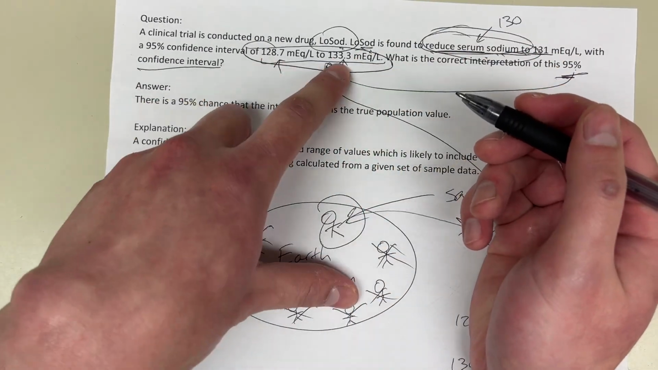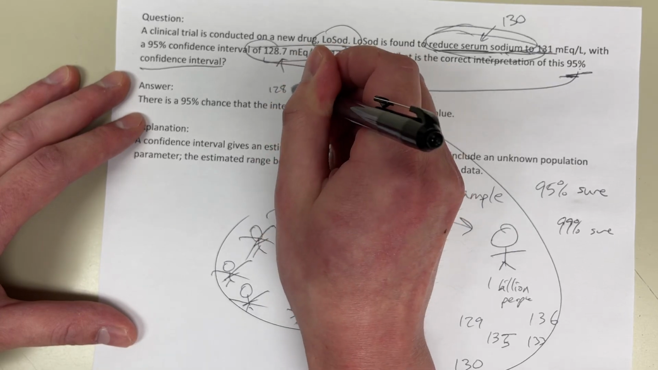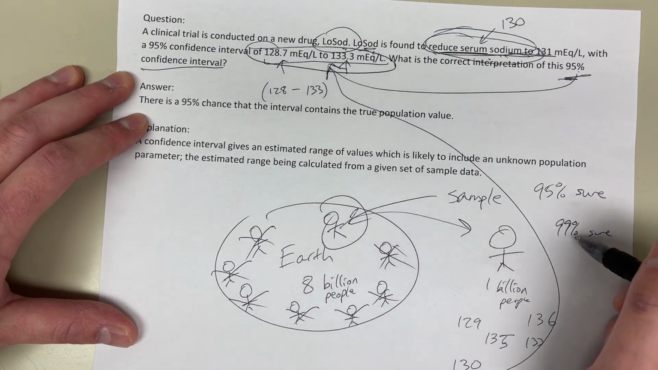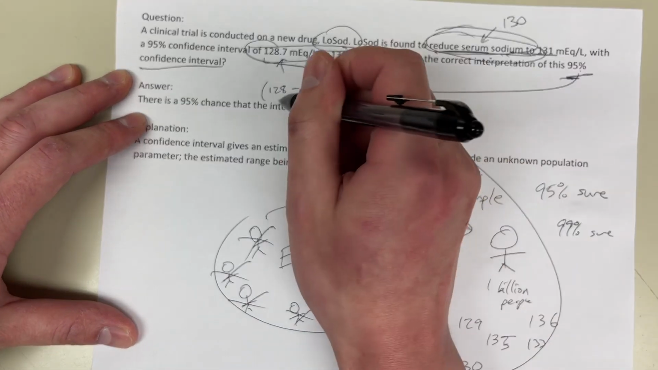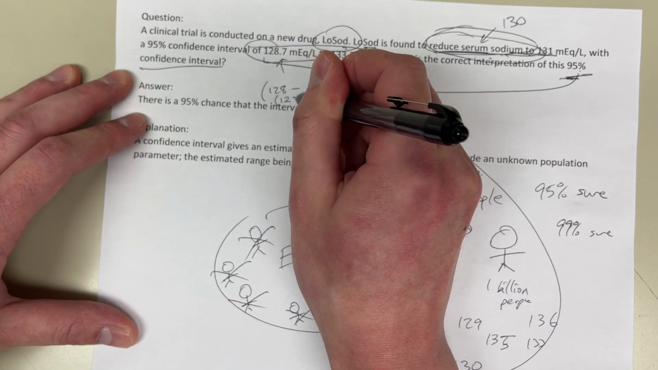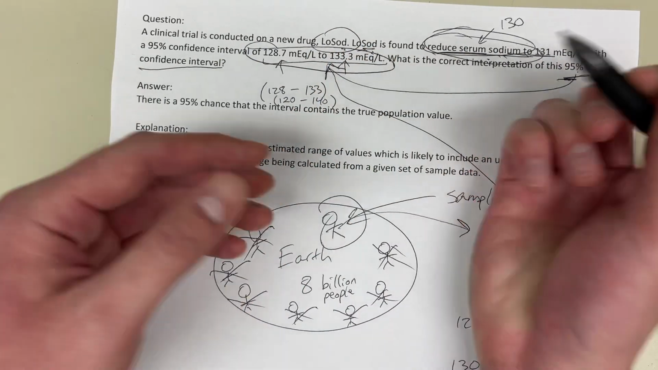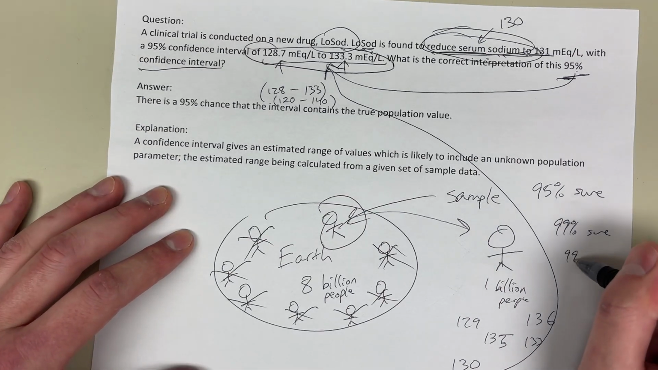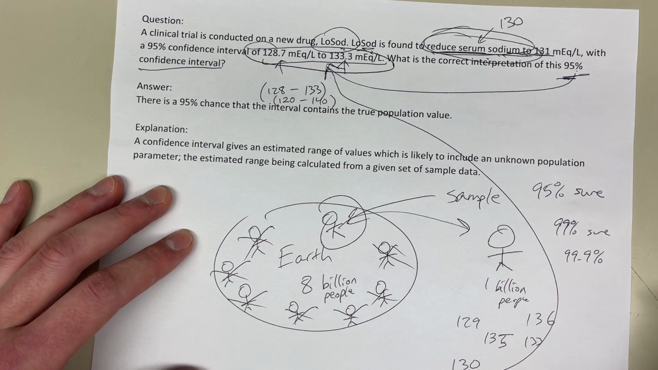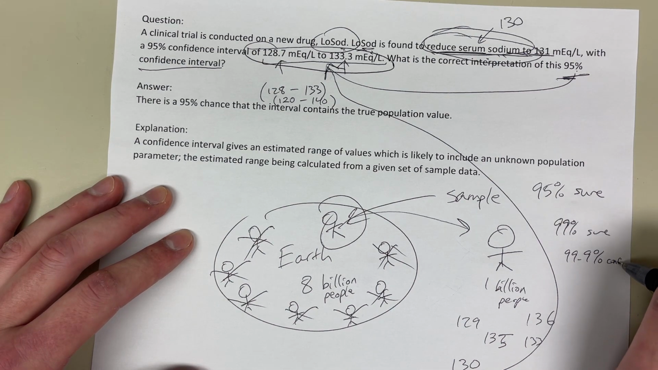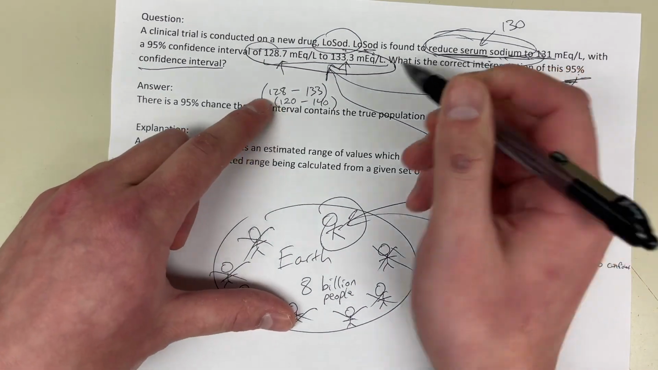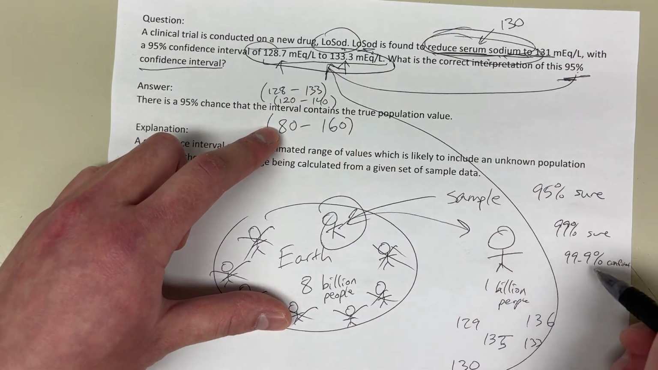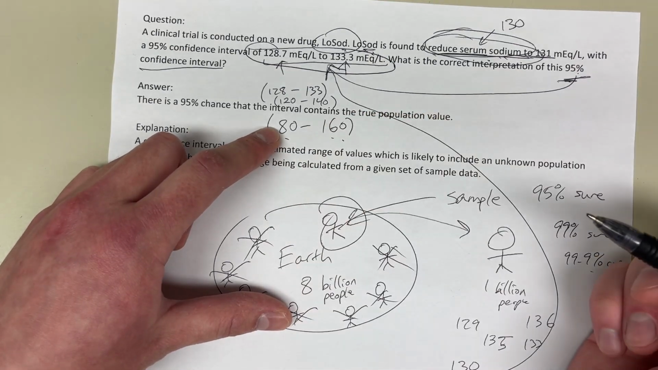Instead of being 128 to 133, if you had 99% confidence, it'll probably be a much larger range, like 120 to 140. See, it covers more sets of numbers. And if you want to be even more confident, like 99.9% sure, this interval will get even larger. It'll probably be like 80 to 160, because they're like, for sure, it's probably going to lie within this range.